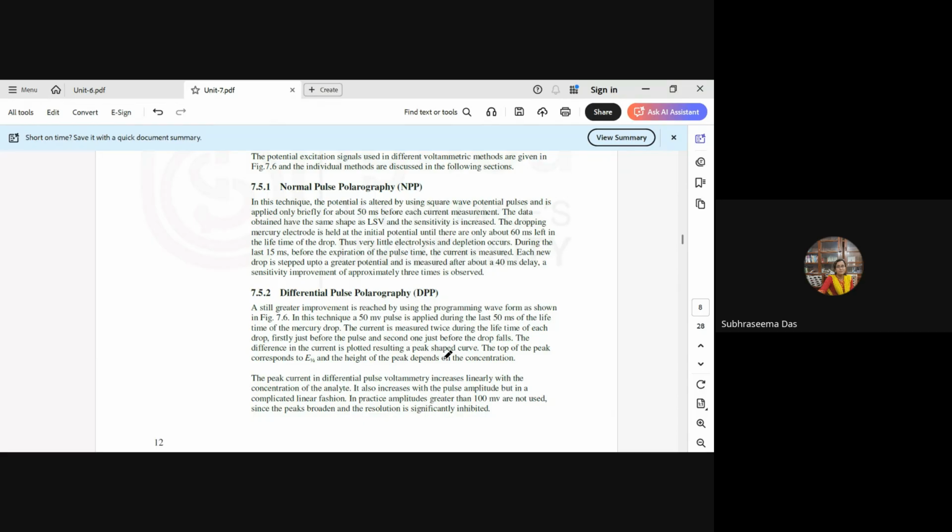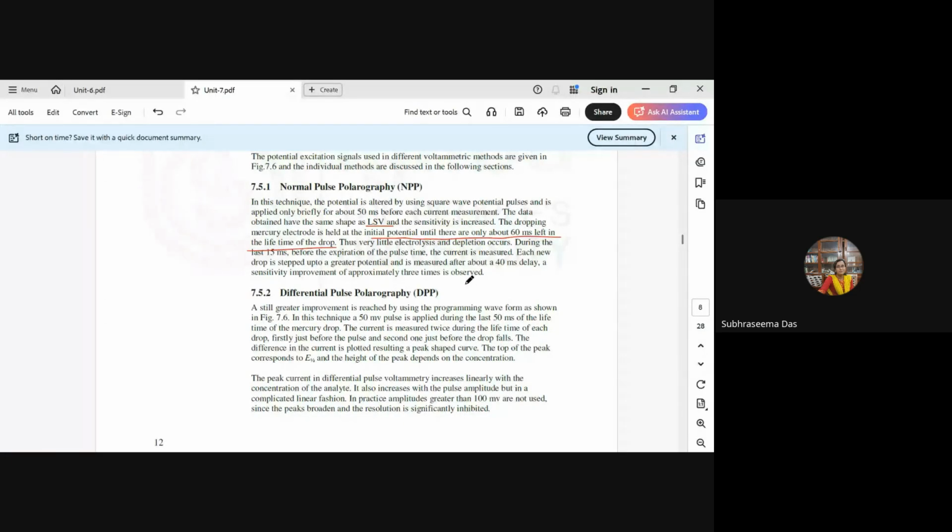In this technique, the potential is altered by using square wave potential pulses, applied only briefly for about 50 milliseconds before each current measurement. The data obtained has the same shape as linear sweep voltammetry, and the sensitivity is increased. The dropping mercury electrode is held at the initial position until there are only about 60 milliseconds left in the time of the drop.